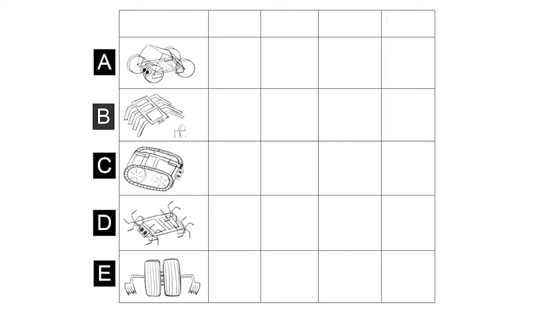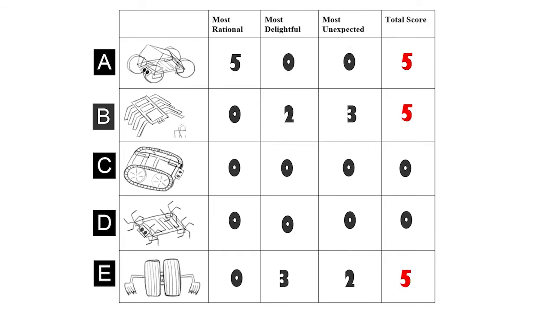Our group then voted on the ideas based on the following criteria: most rational, most delightful, most unexpected. As seen from the final score, ideas A, B, and E were evenly tied, and our group decided to proceed with idea A as it is the easiest to implement.